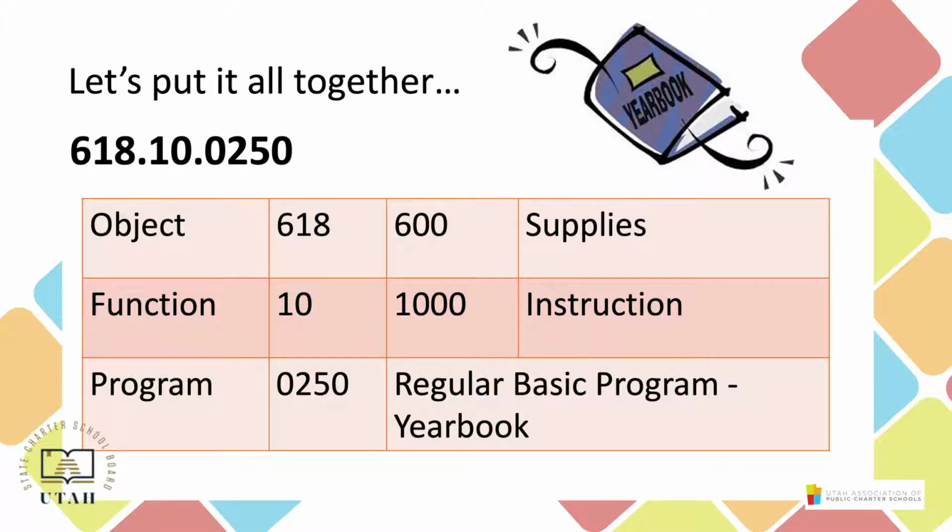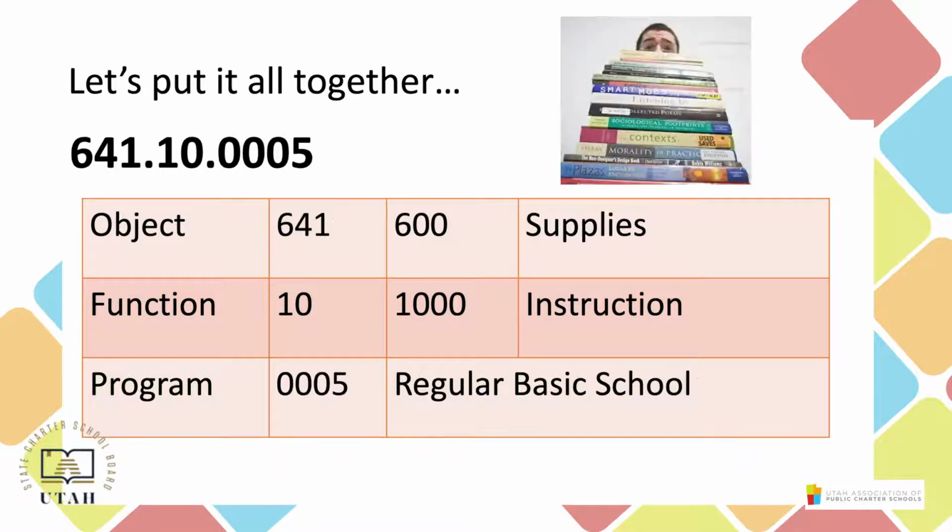Textbooks R Us sent the school an invoice for textbooks. The business manager codes the invoice to 641.10.0005. This is 641. It's specific for tangible textbooks used in classroom instruction. Function 10 and then part of the regular basic school program. All students can use that supply.